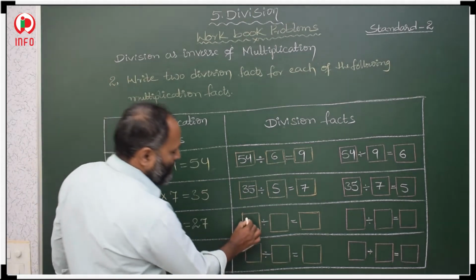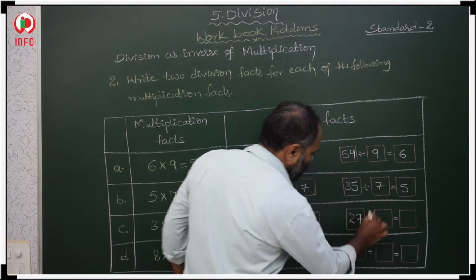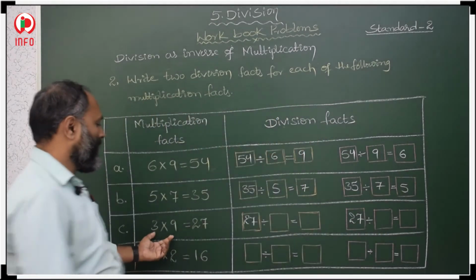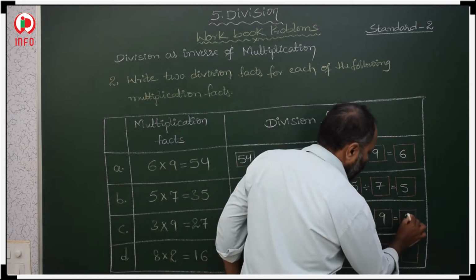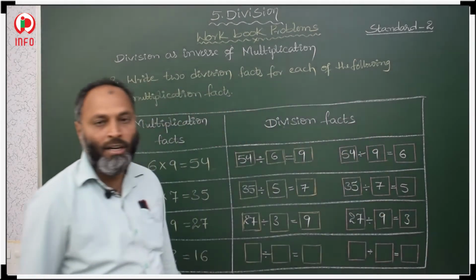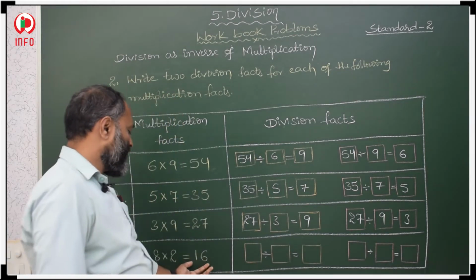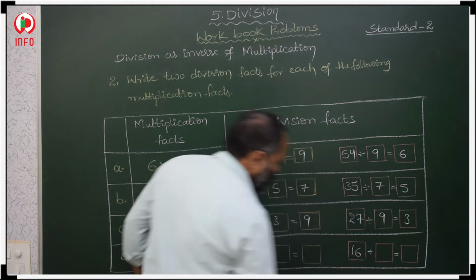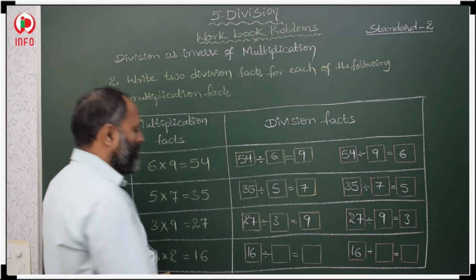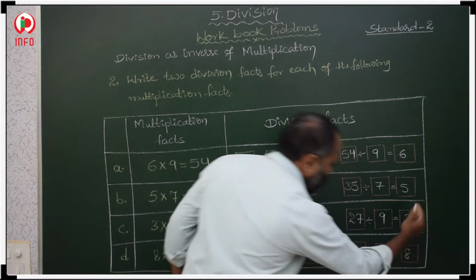So, we have to take the product 27, and 27 is the product. Then what is here? 3 and 9, here 9 and 3. The same, what is the product here? 16 is the product. First you write your product here, 16, and 8 and 2 is there. Here you take 8 and 2, here 2 and 8.